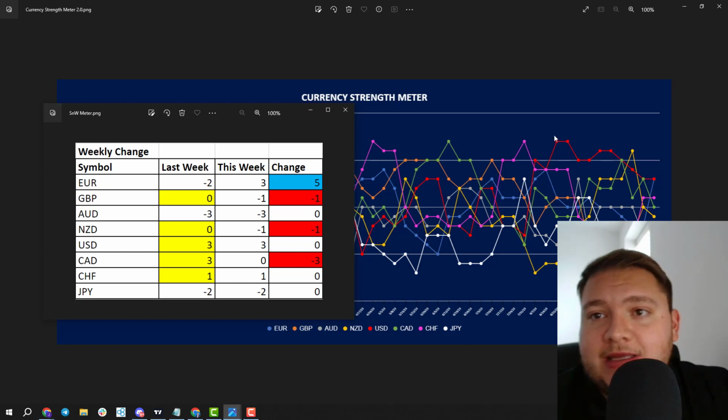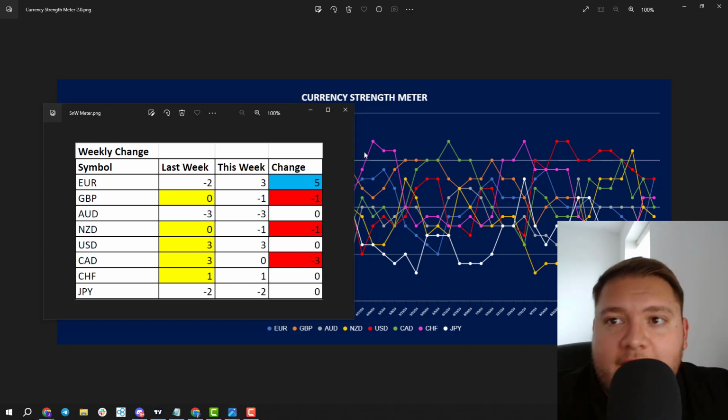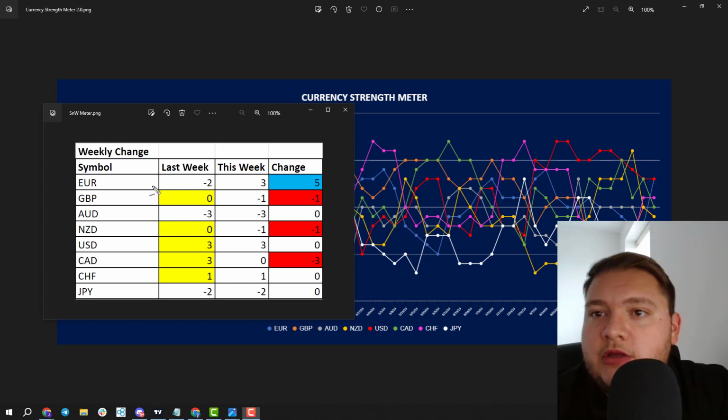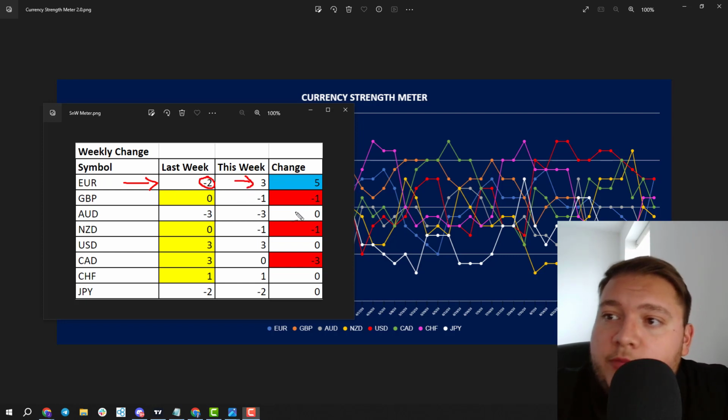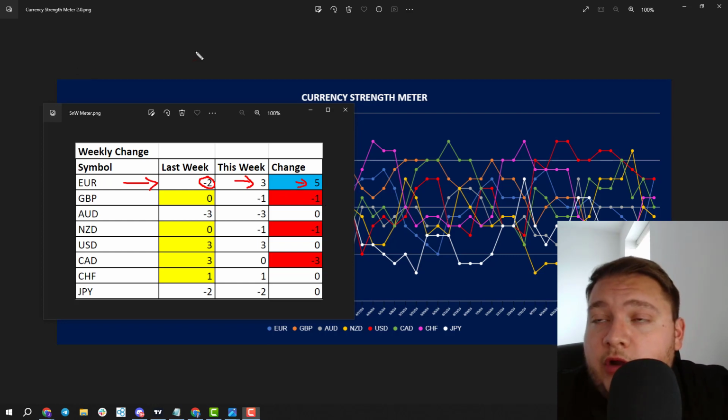So as we can see here from our weekly change at this current moment in time, price is in a really interesting place. So I'm just going to grab a pen tool here. I'm going to show you what's going on here. So obviously we can see that Euro is the one to watch this week because we've gone from that -2 area into +3. That is a change of +5. So that makes me want to look for potential Euro long opportunities.